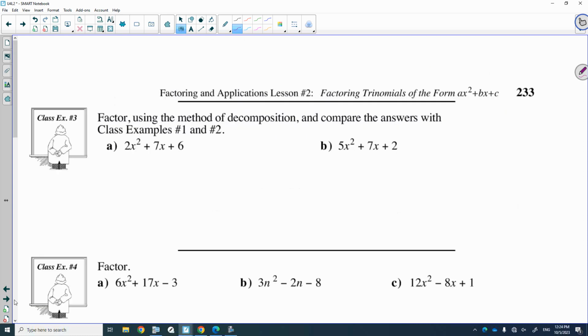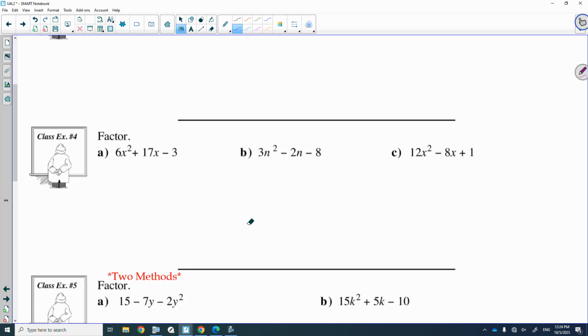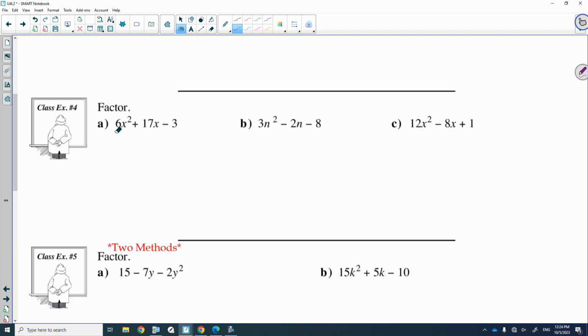And then I'll show you a decomp question for 20-1. Okay, let's do 4a. 6x squared plus 17x minus 3. First I say, can I turn this into a PSA 1? Can't do it. I can't factor out that 6. So set up your chart, product, sum, answer. 6 times negative 3 is negative 18.